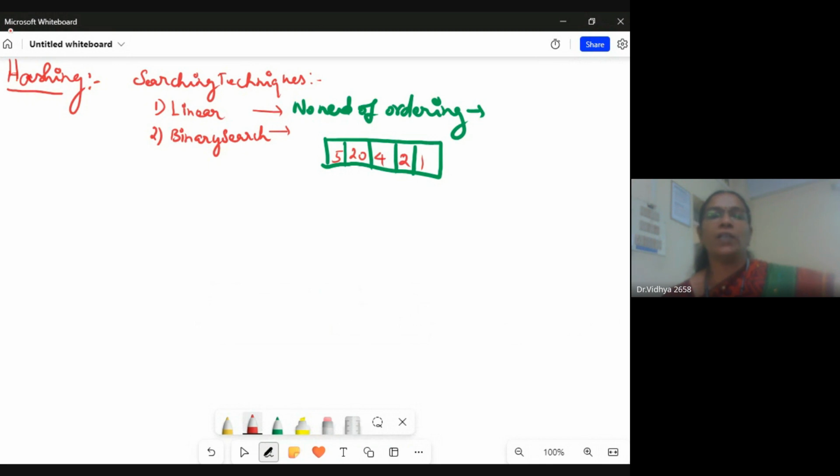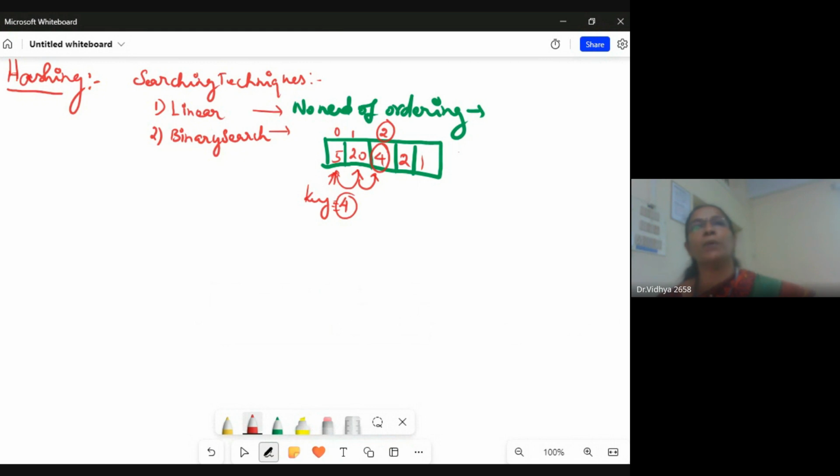Based on the match with the key element, if the key is 4, then the element will be checked with this, and again it will move to the next one and be checked with 4, like that. When there is a match, you will say that the key value 4 is found at position 2. So we keep on checking each and every element until we find the match.